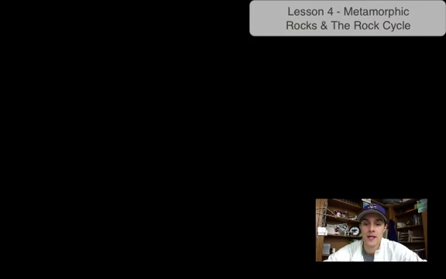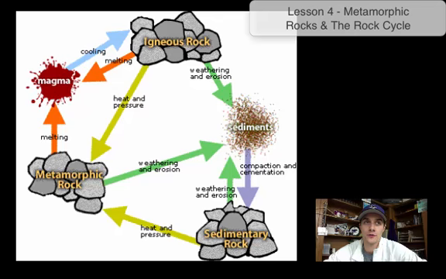Now let's look at the rock cycle. All right. Matter is neither destroyed or created. Matter cannot be created nor destroyed. It can only be reorganized or rearranged. And that's what we see taking place with the rock cycle.